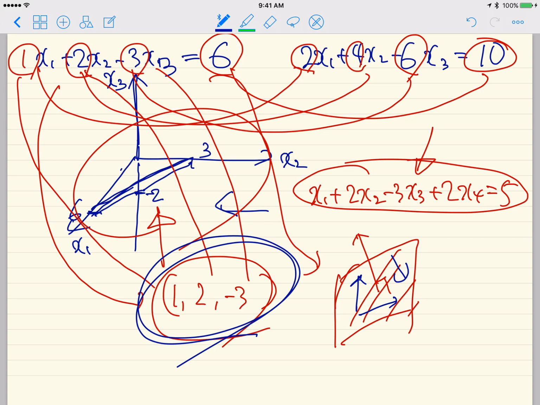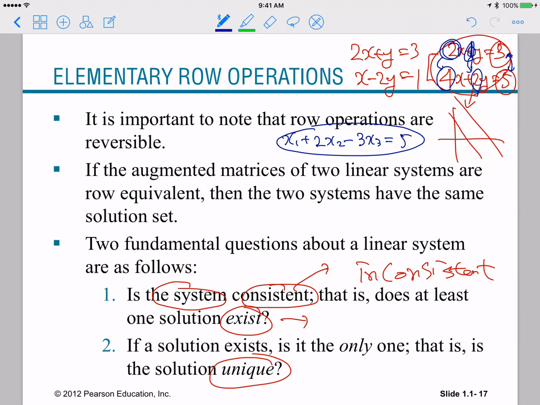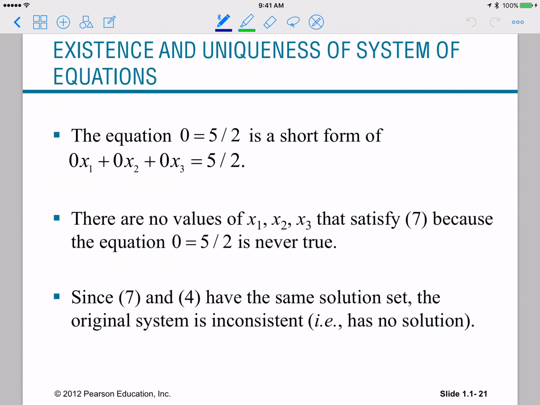The notion of this normal vector is still the same in the four-dimensional case. In the four-dimensional case, it's (1, 2, -3, 2). This is our four-dimensional normal vector that is perpendicular to any vector in this hyperplane. Okay, so back to the slides.